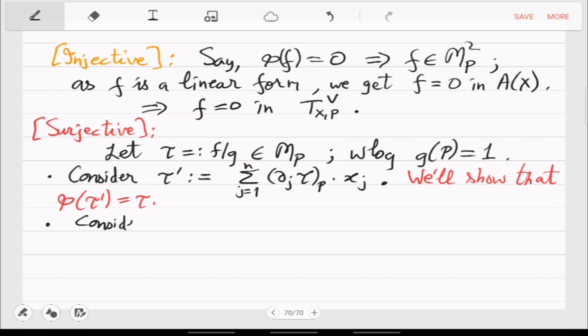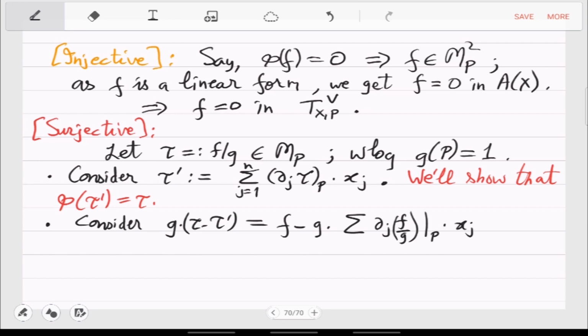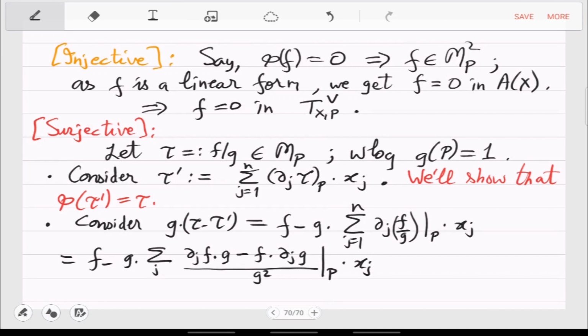So let's take the difference. Consider g times tau minus tau prime, because there is a denominator in the g. So let's normalize by that, and we are interested in tau minus tau prime. This is equal to f minus g times sigma of, let's write that, at p times xj. And we can continue this differentiation. So you get f minus g times j, dou j f times g minus f times dou j g by g square at p times xj. That's the Leibniz rule.